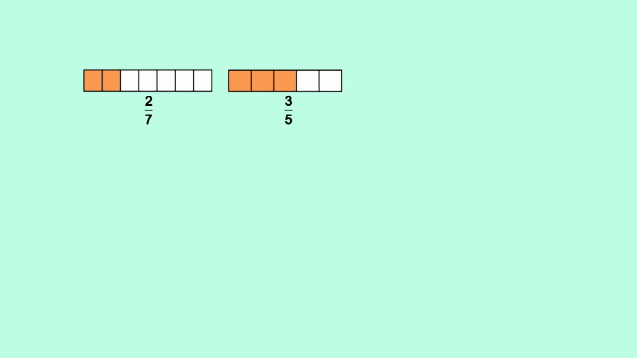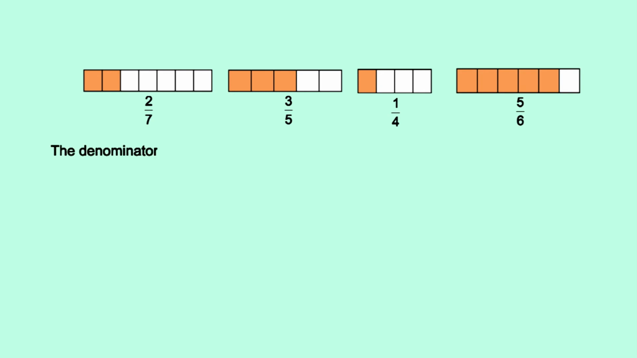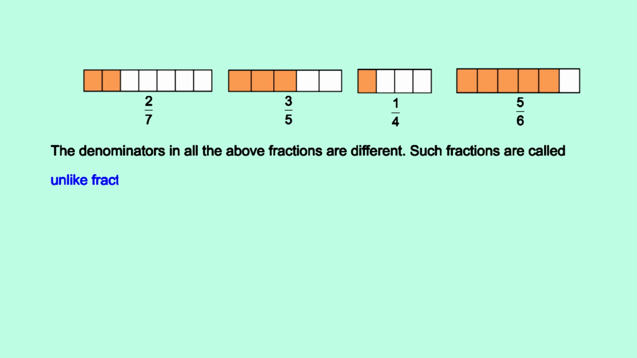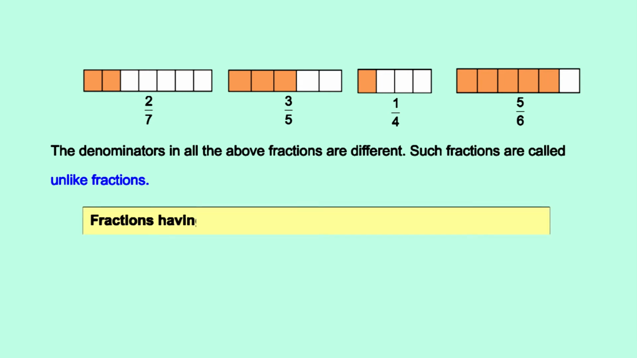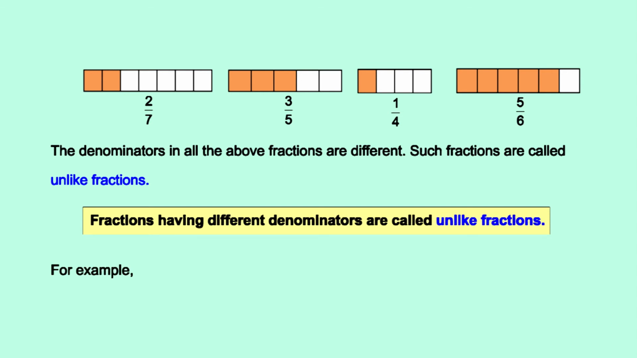Unlike fractions. 2 by 7, 3 by 5, 1 by 4, 5 by 6. The denominators in all the above fractions are different. Such fractions are called unlike fractions. Fractions having different denominators are called unlike fractions. For example, 3 by 4, 2 by 9, 3 by 7, 2 by 5, etc. are all unlike fractions.